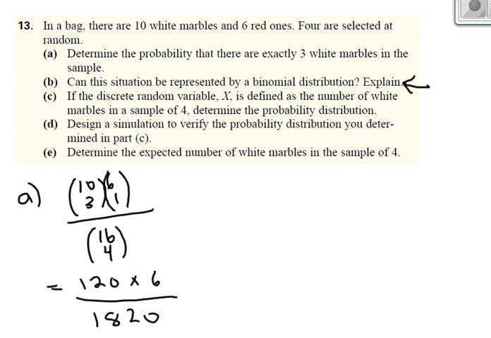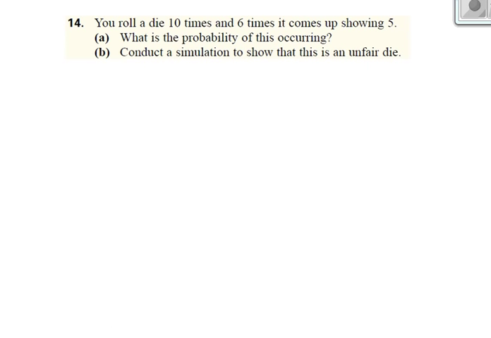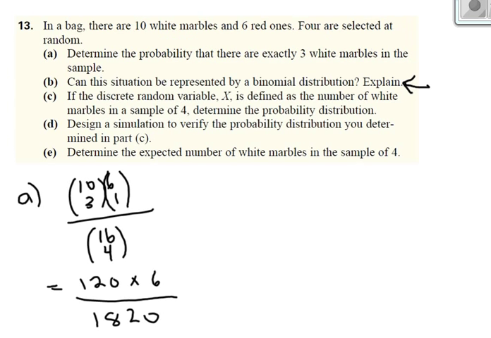So we've already talked about B, and it's because trials are not independent, or if you want, the probability of success changes with each trial. C, if the discrete random variable x is defined as the number of white marbles in a sample of 4, determine the probability distribution. Okay, so I'm going to do that on a nice clean page.